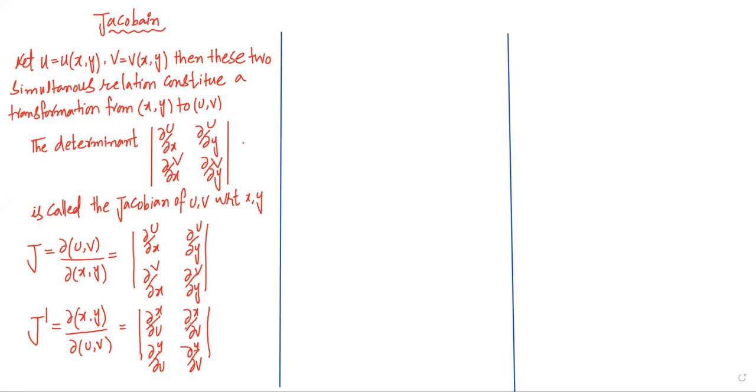If it is the same story with three variables, for example, suppose u is equal to u of x comma y comma z. Suppose v is equal to v of x comma y comma z. Suppose w is equal to w of x comma y comma z. Then in that case, how do we find the Jacobian value? See, the Jacobian of u, v, w with respect to x, y, z.